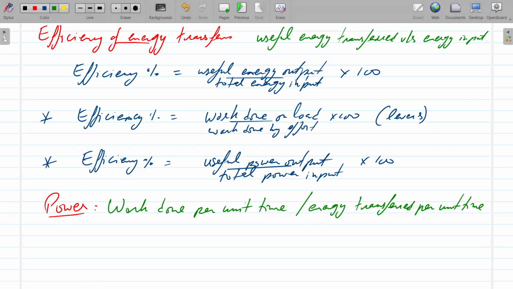So the more powerful a machine is, the more work it can do within a certain time period, or the more energy it can transfer within a certain time period. So it is basically the rate at which work is done or energy is transferred.